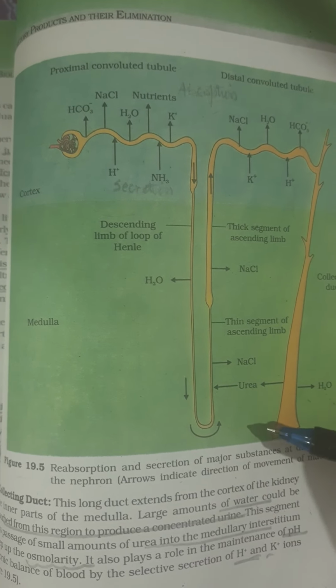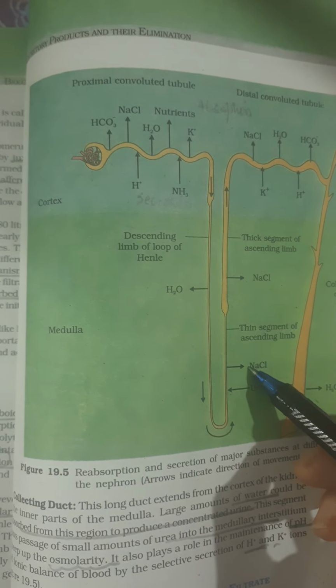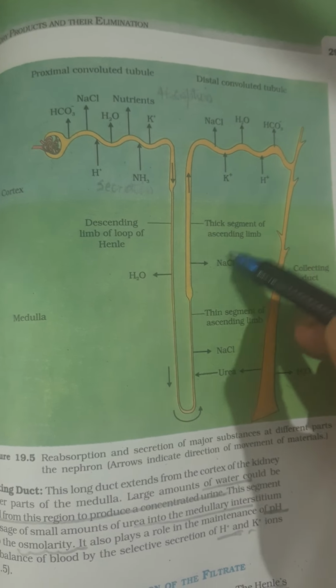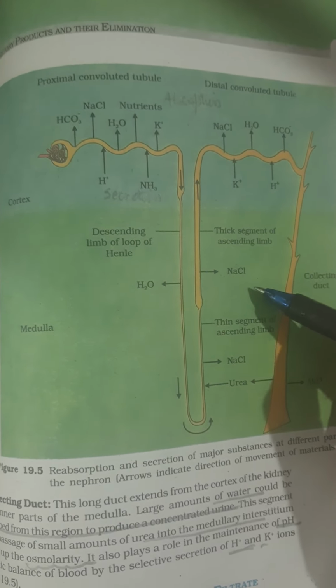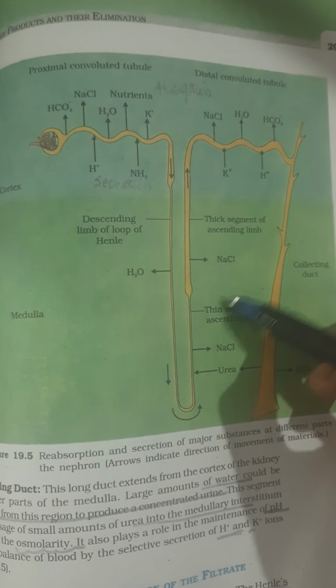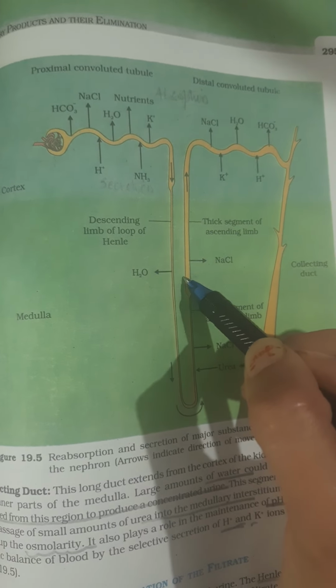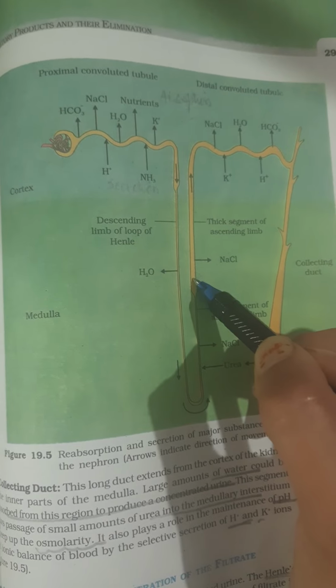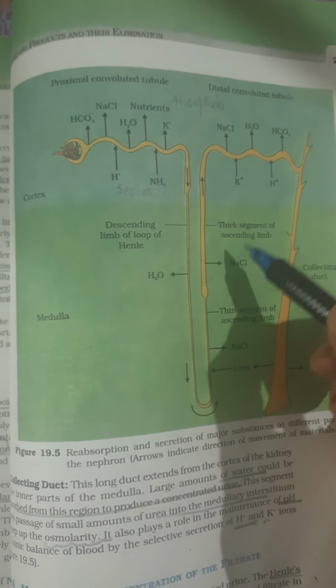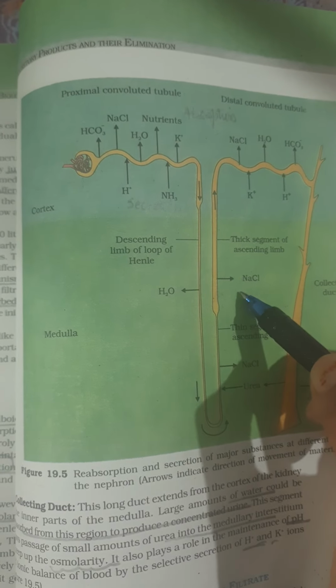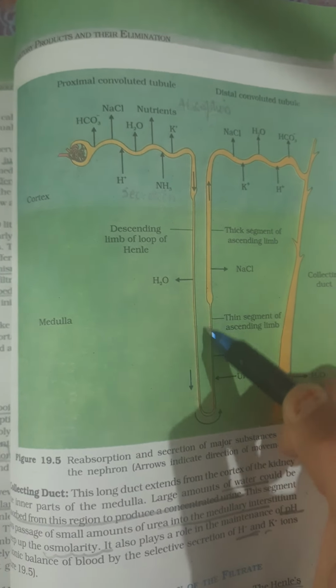Another is secretion. What do we mean by secretion? Suppose this NaCl is not required now, okay? Means whatever was reabsorbed, some amount needs to be secreted back. So again, this NaCl will be secreted back here in the filtrate. So the process of urine formation involves filtration, reabsorption and secretion back in the filtrate.